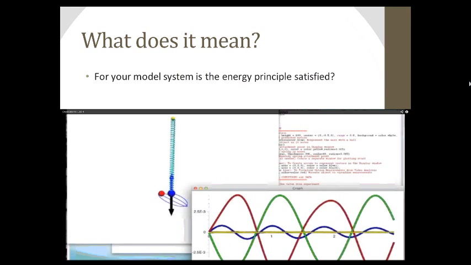So what does it mean? For your model system, is the energy principle satisfied? As you can see from the model, the yellow line indicates the total energy. And this should be 0, which is what we see here. And this is good, because that means there's no change in energy. That means no energy is coming in, no energy is going out. We can also see here that the gravitational potential energy is in green, and the kinetic energy is in red. And as the kinetic energy increases, gravitational potential decreases. And this is true. Based off this, we can say that the energy principle is satisfied.